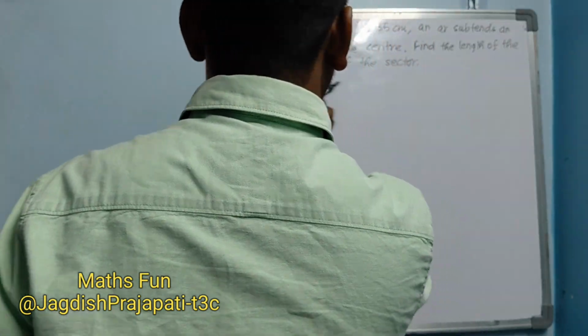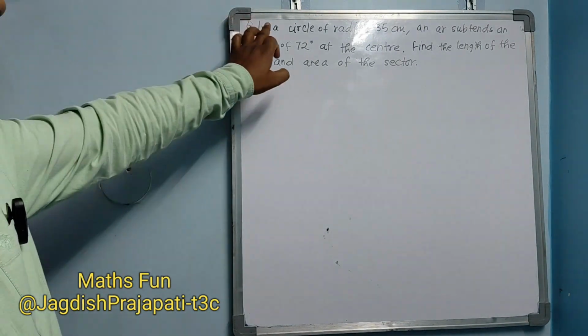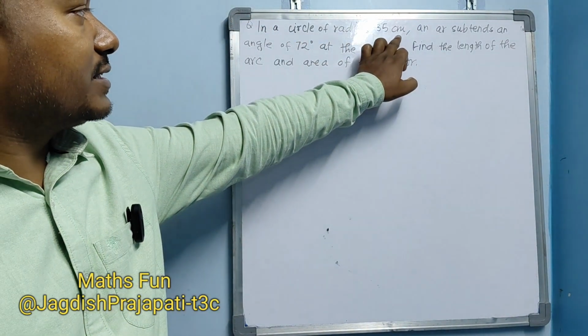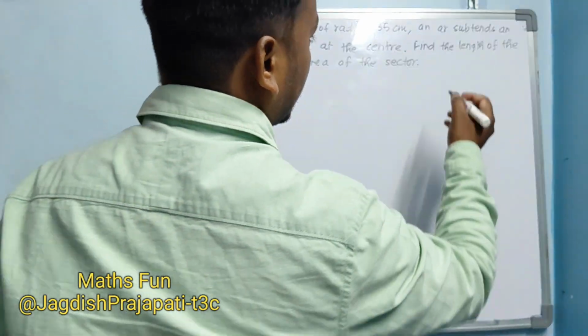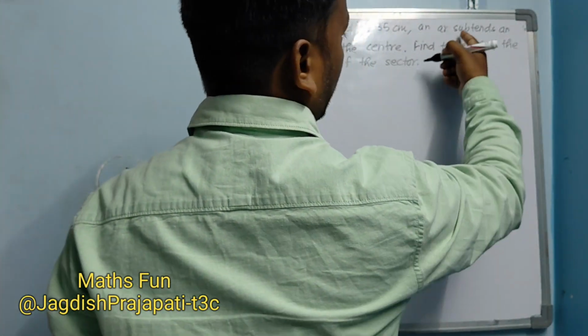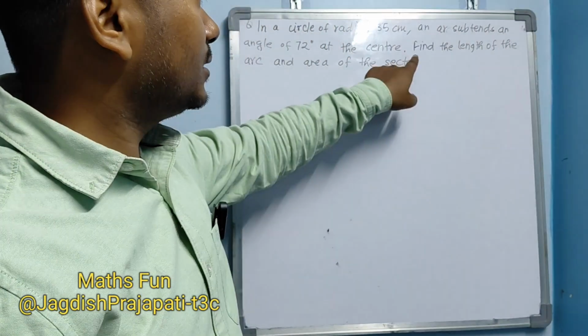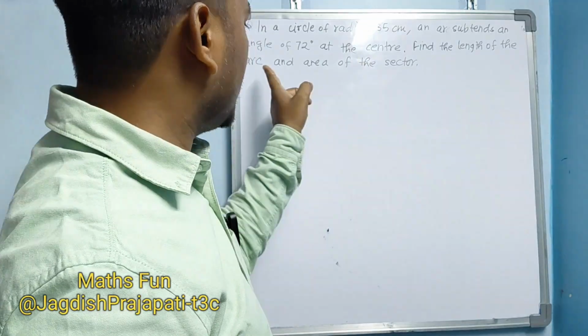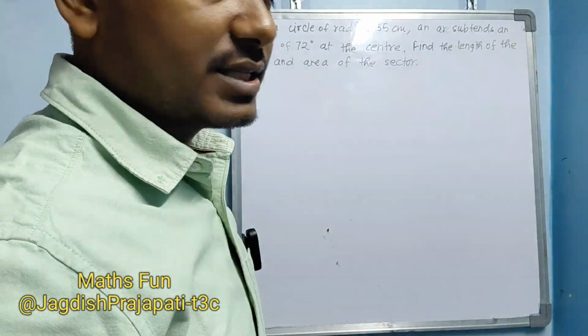So now we have this problem. In a circle of radius 35 centimeter, an arc subtends an angle of 72 degree at the center. Find the length of the arc and the area of the sector.